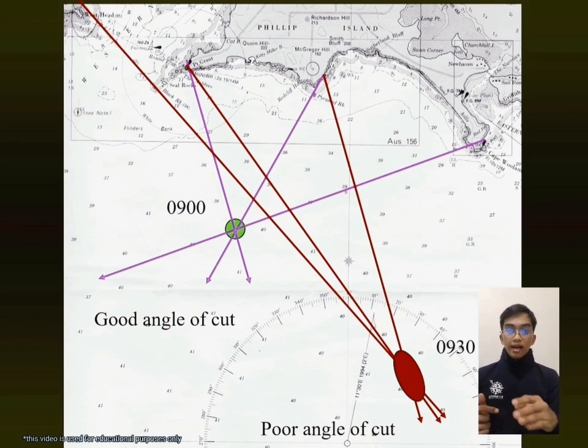So we'll stop here today, and I hope this video helped you in understanding the use of position lines to determine the ship's position.